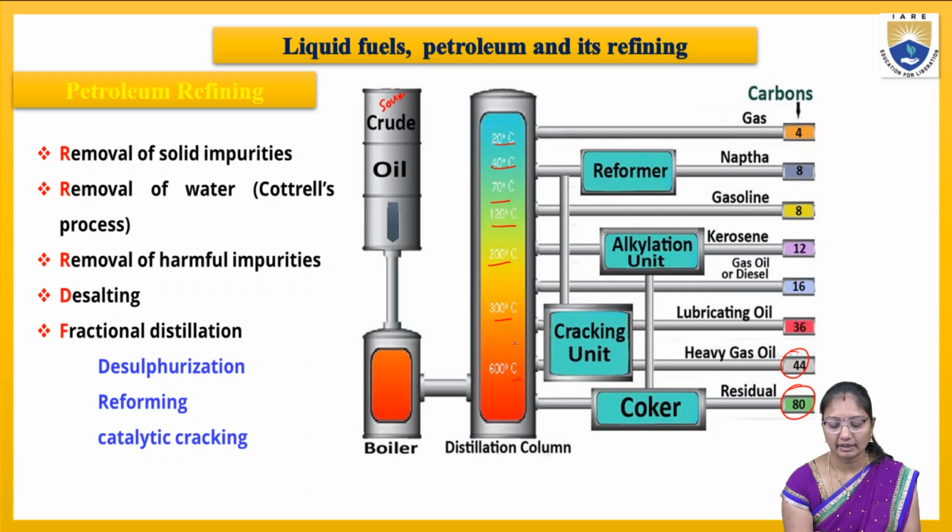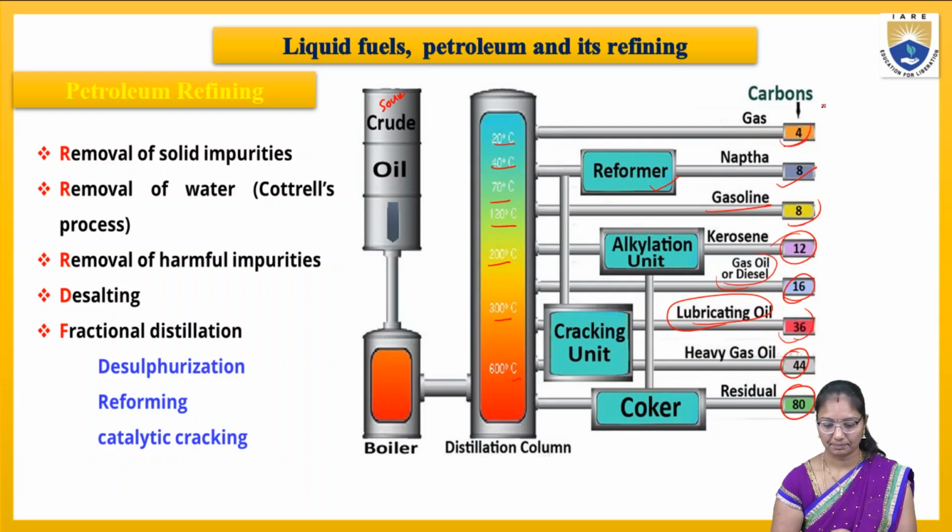Around 400 degrees, between 600 and 300 degrees, we get lubricating oils, which have 36 carbon atoms. Between 200 and 300 degrees centigrade we get gas or diesel oil, which contains 60 carbon atoms. Then in the alkylation unit we get the kerosene, which contains 12. At 130 degrees centigrade we get gasoline with 8 carbon atoms. At 40 degrees centigrade is the reformer, and we get naphtha with 8 carbon atoms, and at 20 degrees centigrade finally we get the gas, which has 4 carbons.